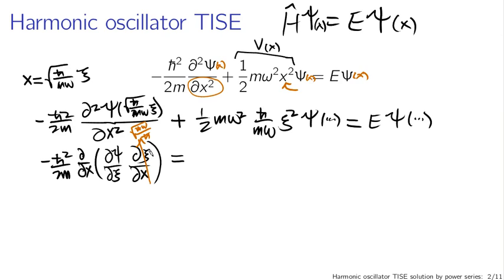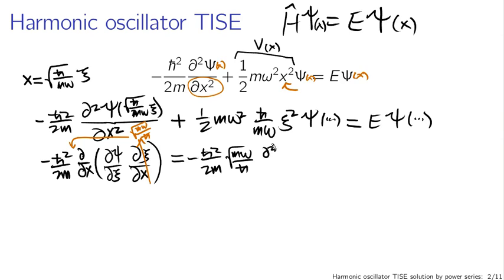This can then be pulled out front. It's a constant, doesn't contribute anything. Minus h bar squared over 2m times our constant, root m omega over h bar, times the partial derivative again with respect to x. But now I'm taking the partial derivative of psi with respect to xi. So again, I have to apply the chain rule.